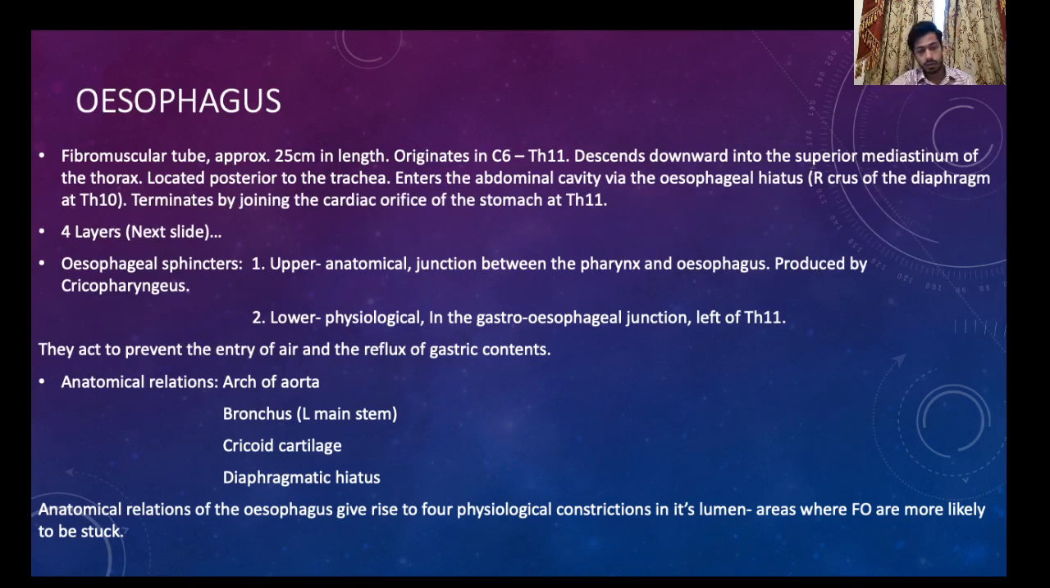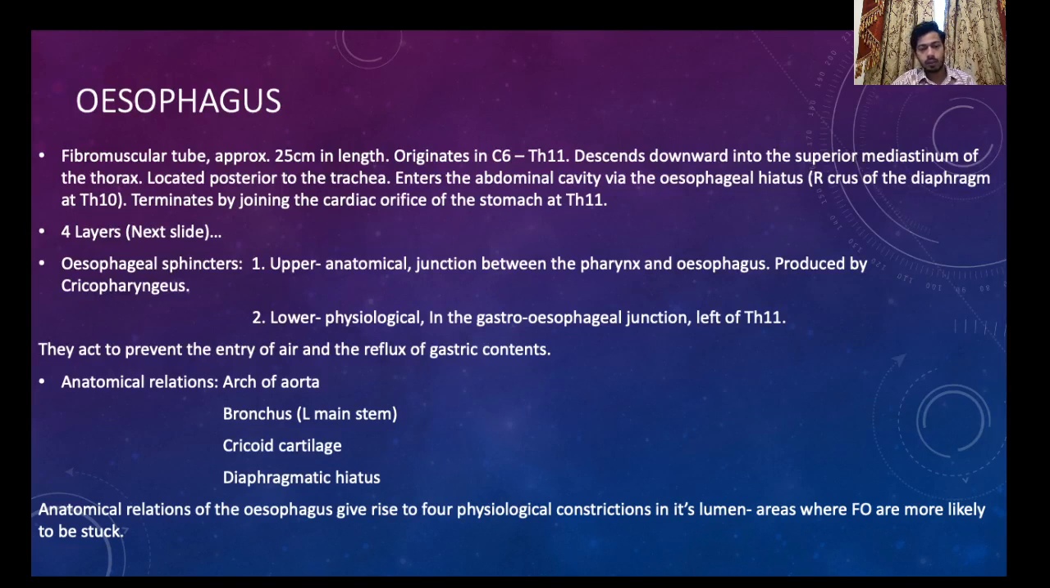It is also related to the left main stem of the bronchus, so before the bronchus can separate into its secondary bronchi, and then its terminal bronchi and the bronchioles, it has to go through the left main stem. And the cricoid cartilage is also one of its most important relations because it's obviously posterior to it. And then last but not least, you have the diaphragmatic hiatus, which is basically the opening which it is passing through.